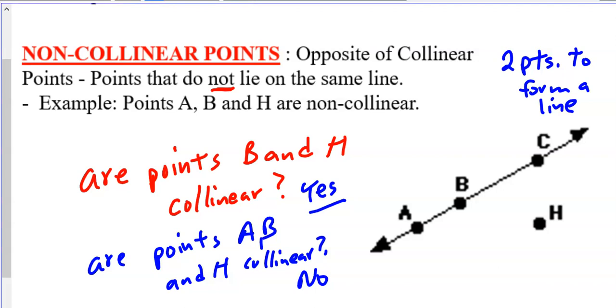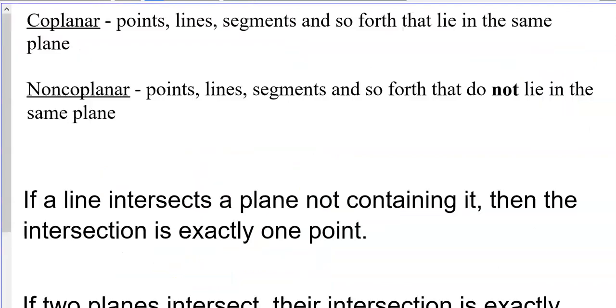All right, so we actually have a few more definitions here as well. Coplanar, very similar to collinear, but now we're talking about a plane. Again, looking at the root word there. Planes, lines, segments, and so forth that lie in the same plane. So obviously the opposite of that is non-coplanar. Points, lines, segments, etc. that do not lie in the same plane. So notice this goes past just points, and it can include lines, rays, segments, all those types of things. Unlike collinear, you're only referring to points.